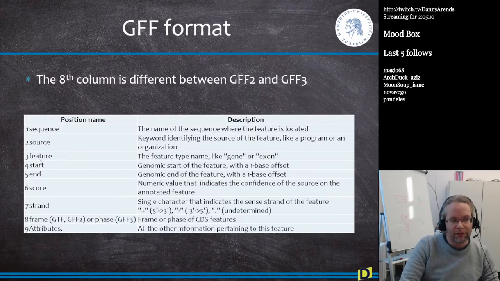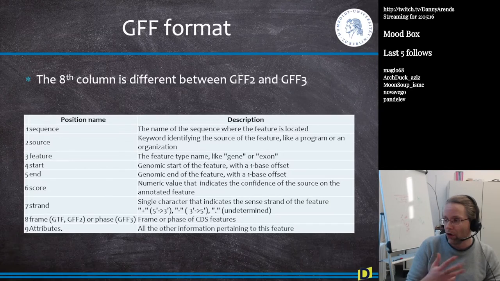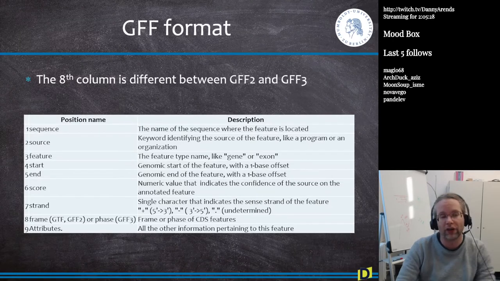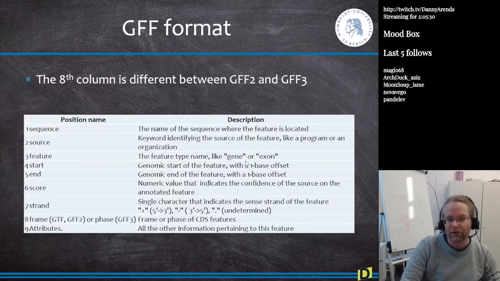Then we have in position 3 the feature name, which is gene, exon, microRNA, long non-coding RNA, intron, deletion, whatever you want. So there's a structured vocabulary here which you can choose from, and this gives you the name of the feature that you are going to annotate. And of course, this is kind of a free field, because if you come up with some new type of feature, you can add it and give it your own name.